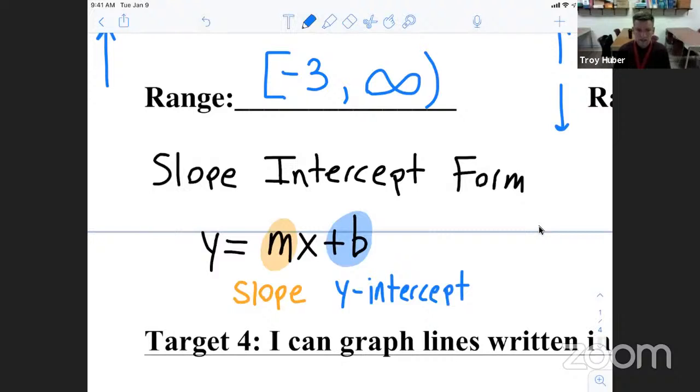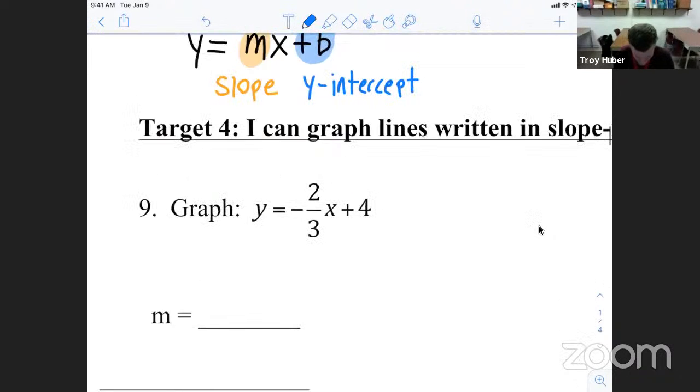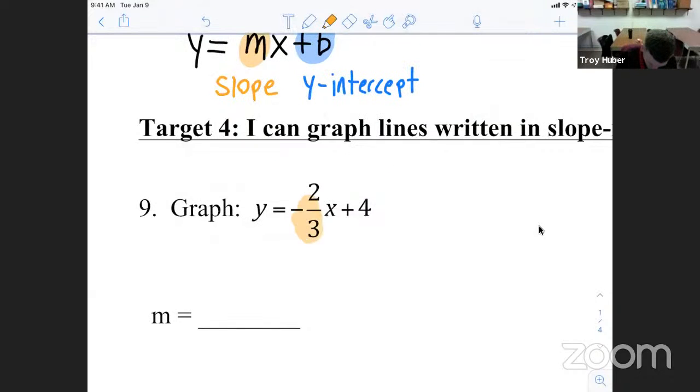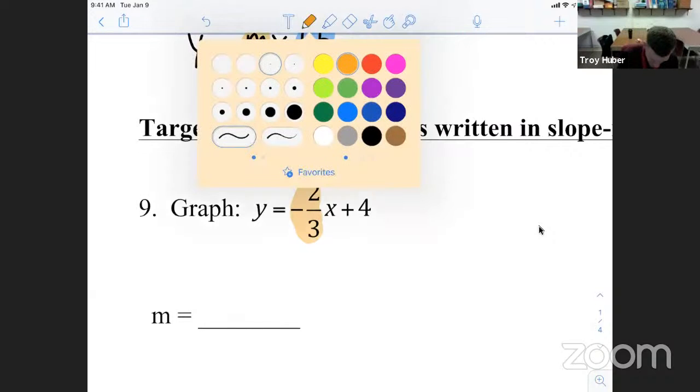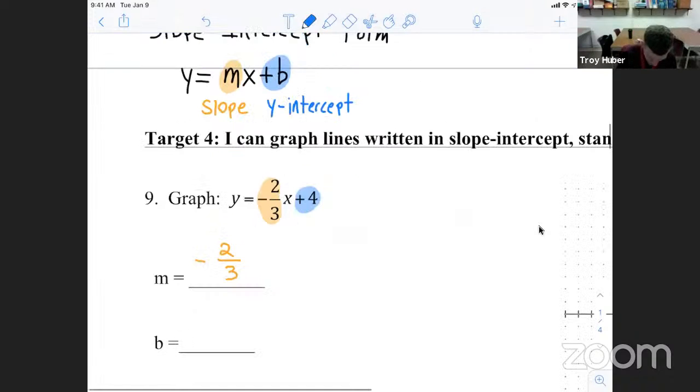Okay, so let's look at an example in slope-intercept form. Okay, if I had this equation, my slope is what comes right before your x. So in this example, my slope would be negative 2/3. Your y-intercept is this constant at the end. So in this case, it would be a positive 4. So I'm going to write that as my b value, positive 4.